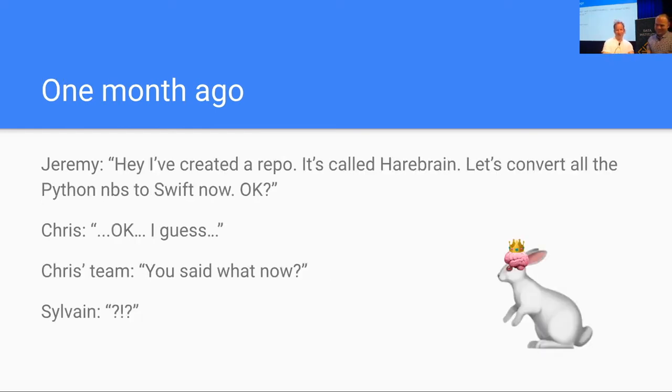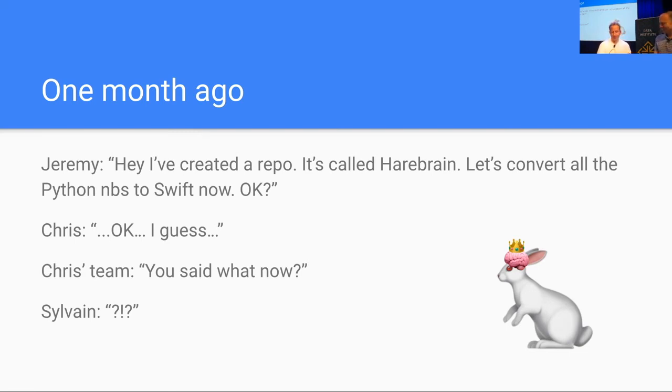So then one month ago, we created a GitHub repo, and we put a notebook in it. At the last TensorFlow Dev Summit, we sat in a room with the Swift for TensorFlow team, and we wrote the first line of the first notebook. And you told your team, hey, we're going to write all of the Python notebooks from scratch in Swift. And they basically said, what? What have you got us into? And I think we've learned a lot.